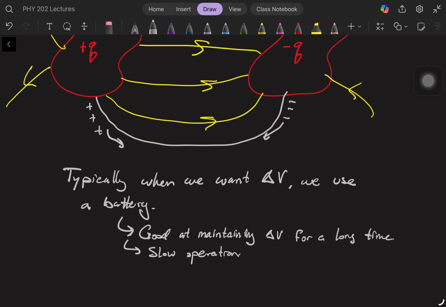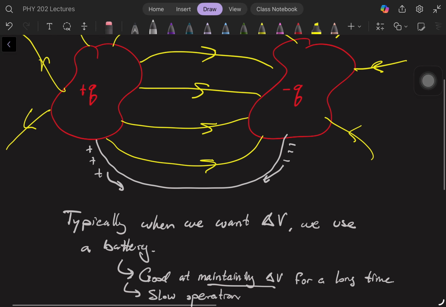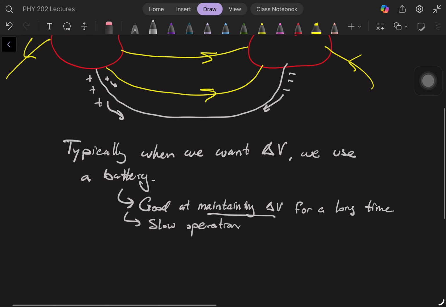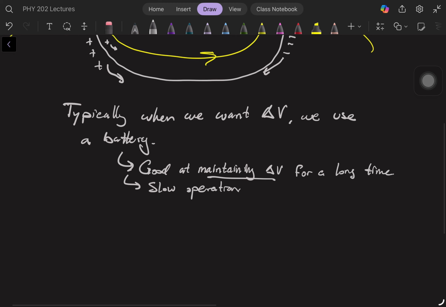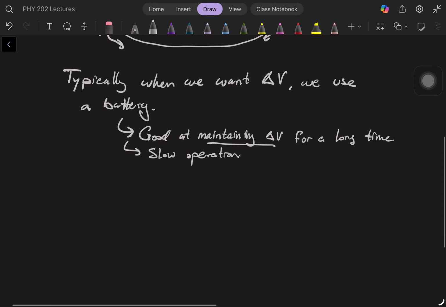If you have a battery in the remote control for your TV or whatever, that's going to last for years before you have to change it out. So it's good at maintaining that delta V, but in doing so, it only lets a little bit of charge leave at a time. For something like a camera flash, we want all this to happen very fast. And that's where capacitors come into play.